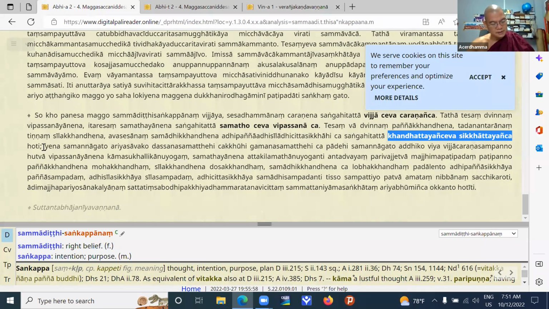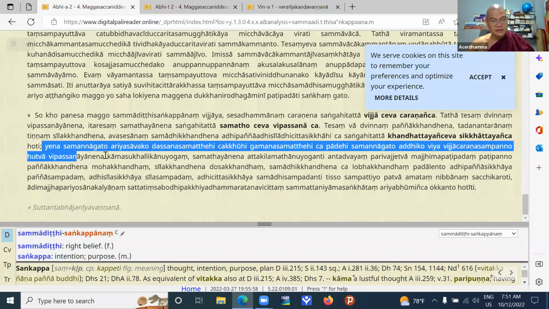Vijja and jarana, how they are dependent on each other. Vijja is like an eye, jarana is like a leg. The one who is capable of seeing, the one who is capable of walking. You can see, but if you have no leg, you will not get the place you want. If you have only legs, you are blind. You will not get to the place you want.